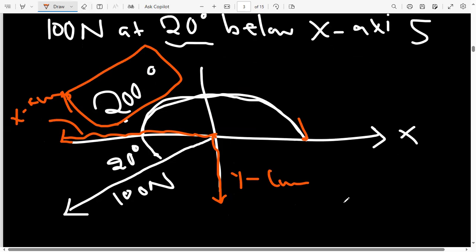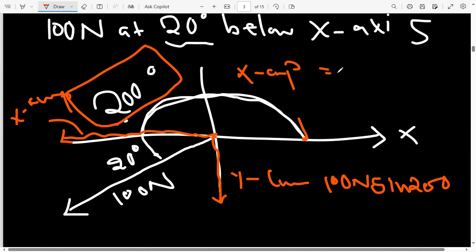So it means the y component will just be 100 newtons multiplied by sine 200. This will be our y component. Then our x component, I'll write it here, x comp will just be 100 cos 200 like this. Okay, so we've resolved the first one into its components.